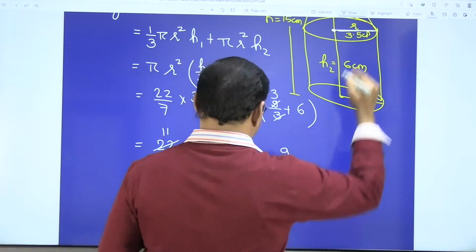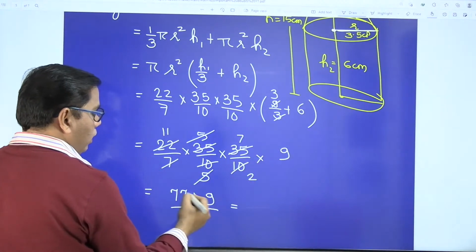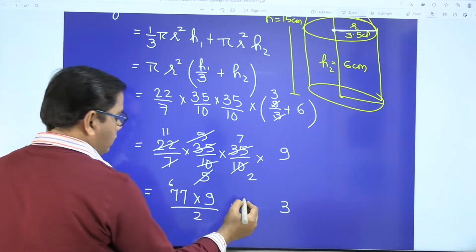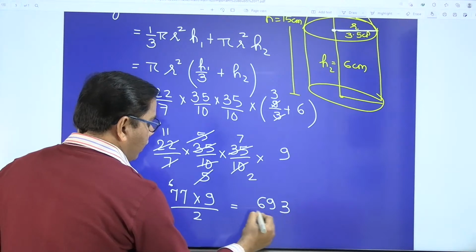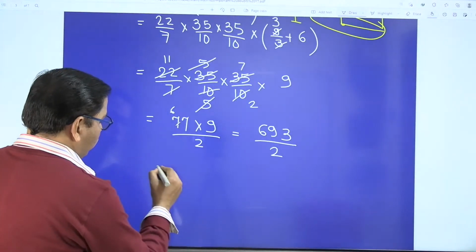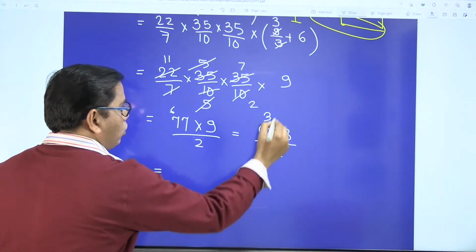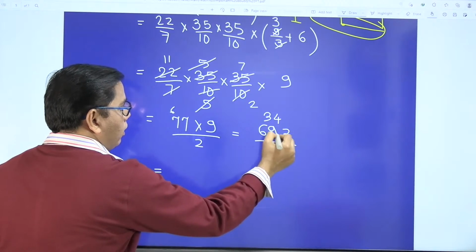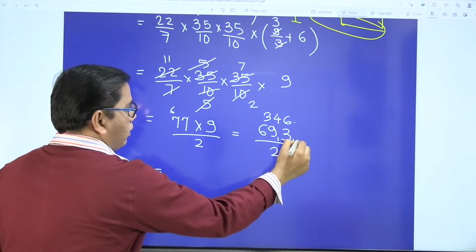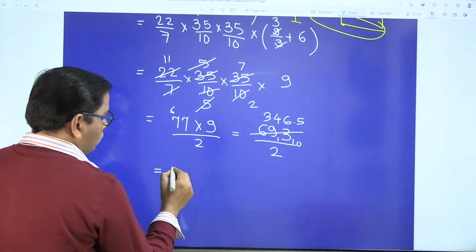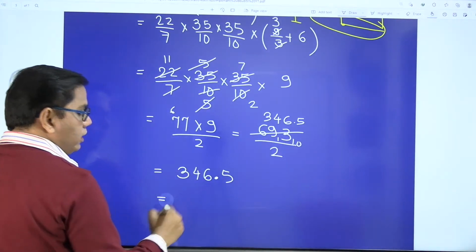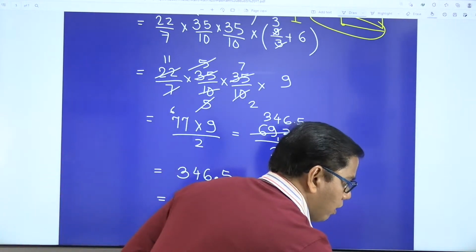Let me multiply 77 into 9. I'll do it here only. 9 into 7 is 63. 6 carry. 9 into 7 is 63 and 6 is 69, divided by 2. Okay, so 693 upon 2. 2 into 3 is 6. 2 into 4 is 8, remainder is 1. 2 into 6 is 12, again remainder is 1. 0, 2 into 5 is 10. So my answer is 346.5. But about the answer, some instruction was given in the beginning.